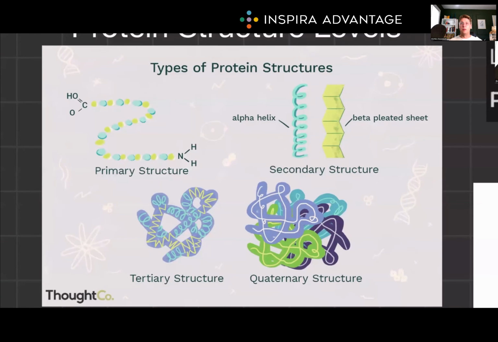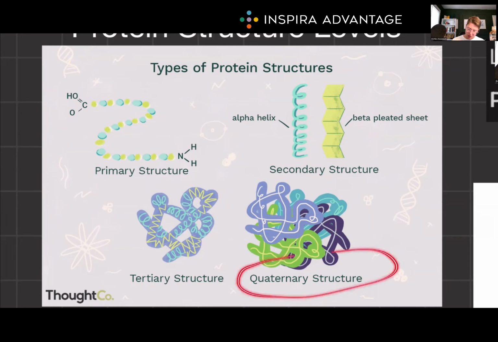Primary, we just talked about, it's literally just the sequence. Secondary is the local folding pattern, such as alpha helices and beta sheets, stabilized by hydrogen bonds between the backbone atoms of the polypeptide chain. Alpha helices are right-handed coils, while beta sheets are formed by linking two or more peptide chains side by side. The tertiary structure is the overall three-dimensional shape of a single polypeptide chain. Key on single polypeptide chain, stabilized by interactions between side chains, including hydrogen bonds, ionic bonds, hydrophobic interactions, disulfide bonds. The structure is crucial for the functionality.